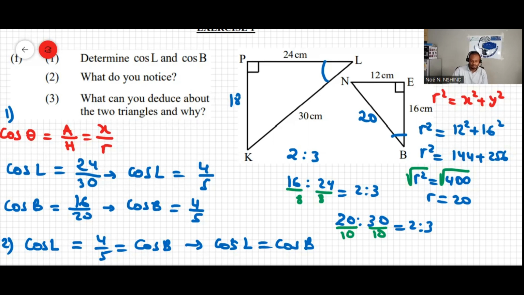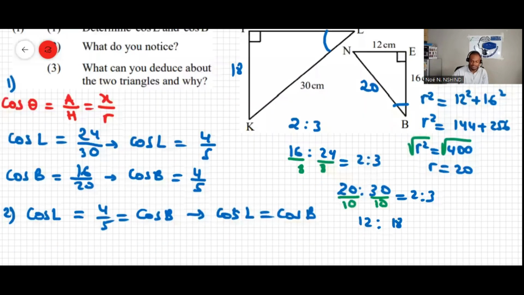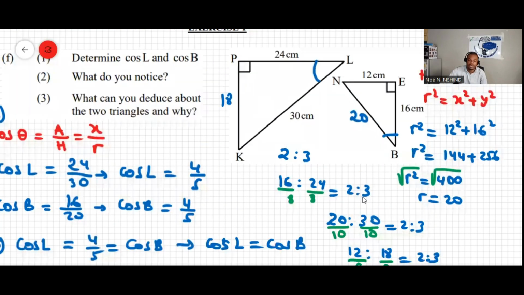If I compare this side and that side, it's the same thing: 12 to 18. If I reduce this by dividing by 6, it's still 2 to 3. So the corresponding sides are in the ratio 2 to 3, and the two triangles here are similar. This is the exact same triangle, but bigger. Thank you.